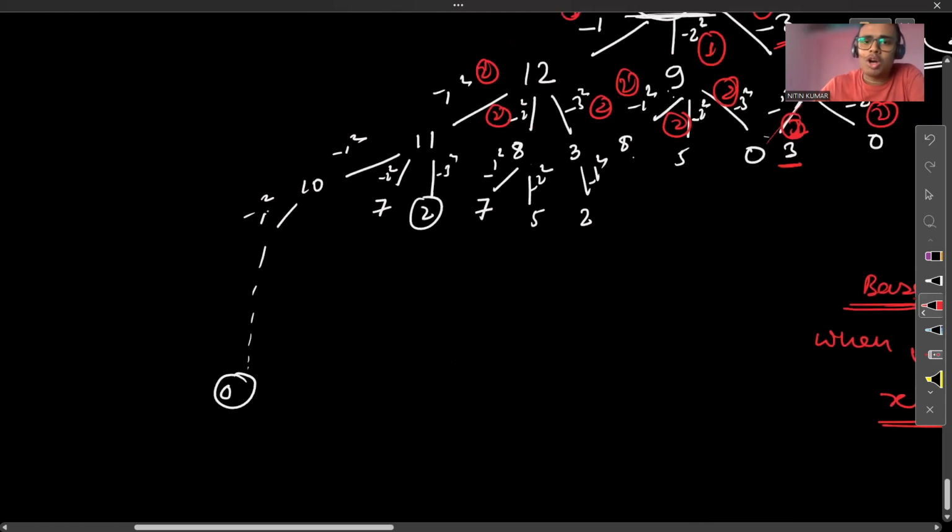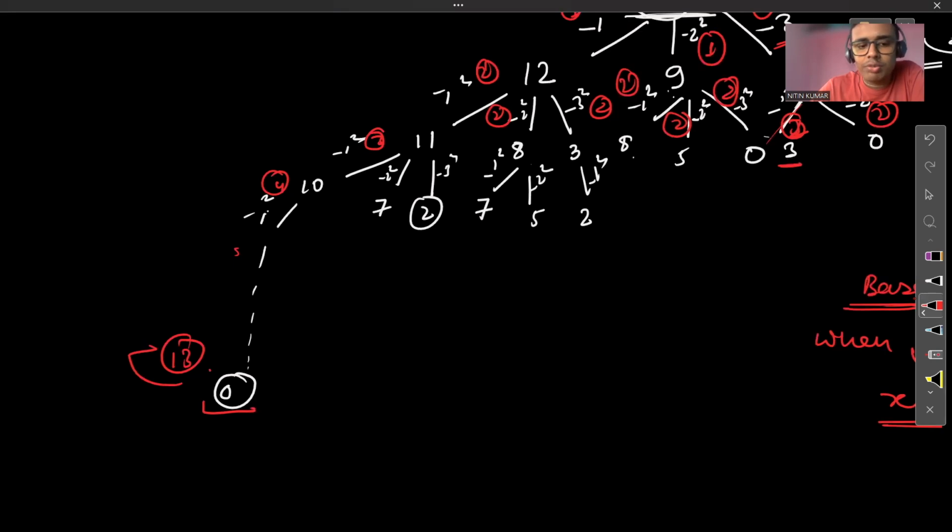So if you observe this path, this is the second path, this is the third path, this is the fourth path, again fifth, sixth. Now till how many? Till the 13th path. When we go to the 13th path and I get the value 0, then I will return back from here.